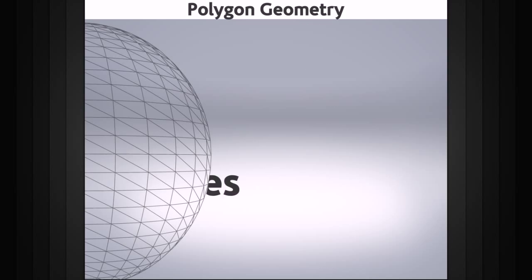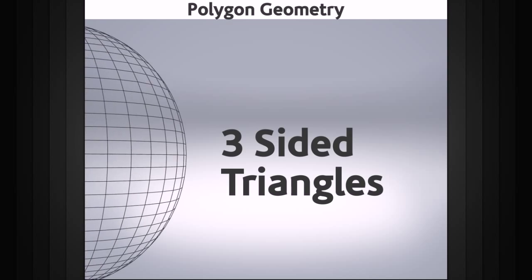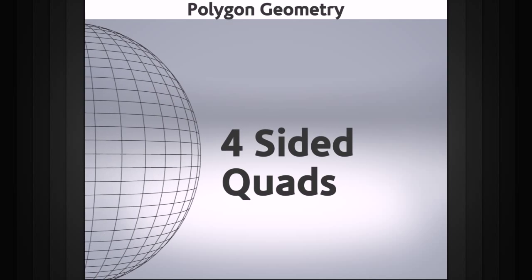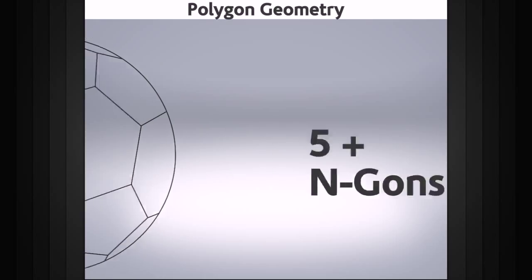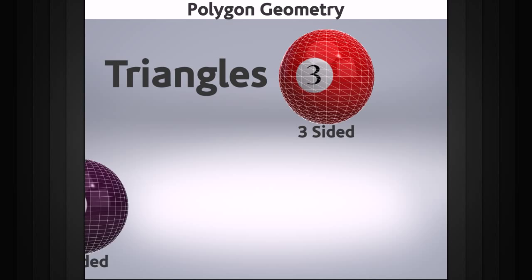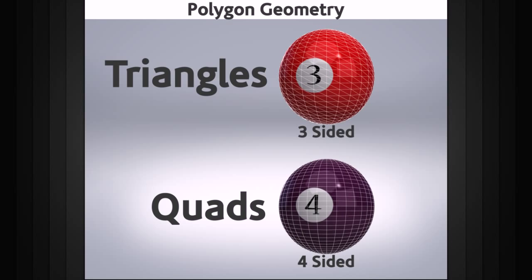Polygon faces can be three-sided triangles, four-sided quads, or n-gons that have 5 or more sides. Now, depending on your pipeline, there may be a requirement for geometry to only be triangles or quads.